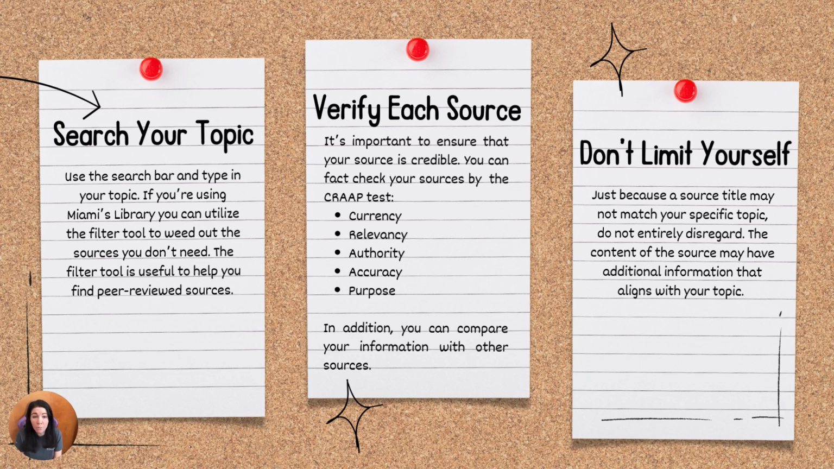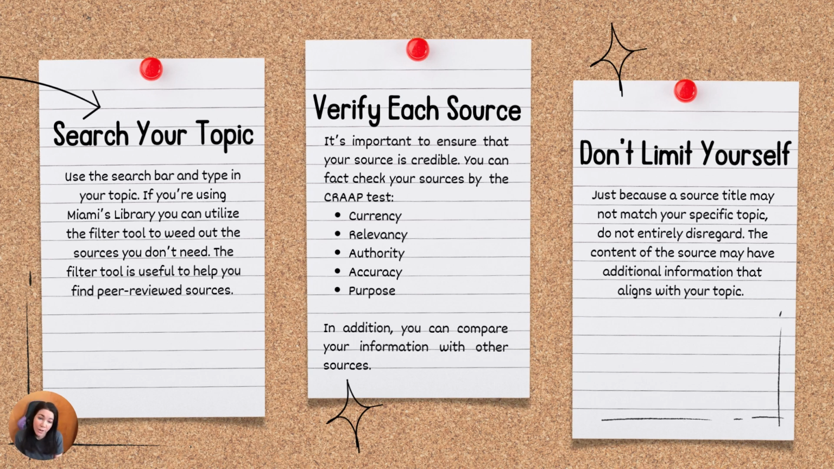It's also important that you can utilize the filter tool. This helps you weed out the sources that you don't need, like say you don't need videos or ebooks, but you're looking specifically for journals or articles or websites. The filter tool also is useful to help you find peer-reviewed sources. There's actually an option where you can click and it'll search the peer-reviewed sources for you. So that's an added benefit.